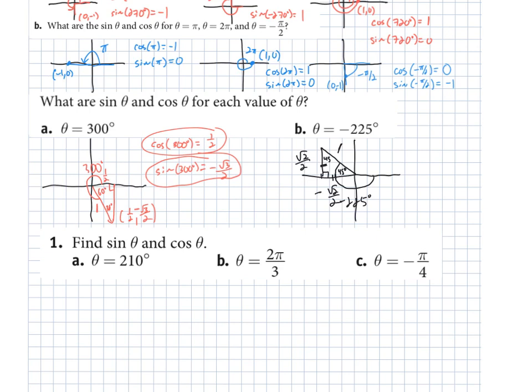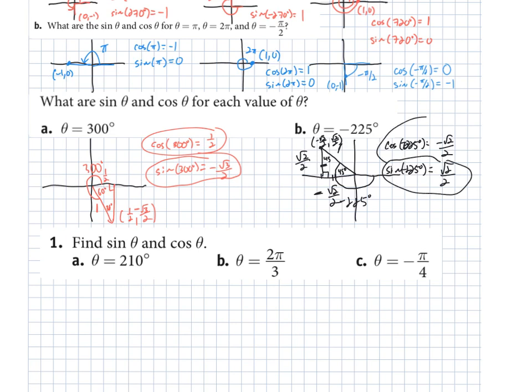I'm in quadrant 2, so the x value must be negative, the y value is positive. So again, this point here, if you look at your unit circle, this is coterminal with 135. It's at negative root 2 over 2, comma positive root 2 over 2. Therefore, the cosine of negative 225 degrees is equal to negative root 2 over 2, and the sine of negative 225 degrees is equal to positive root 2 over 2.